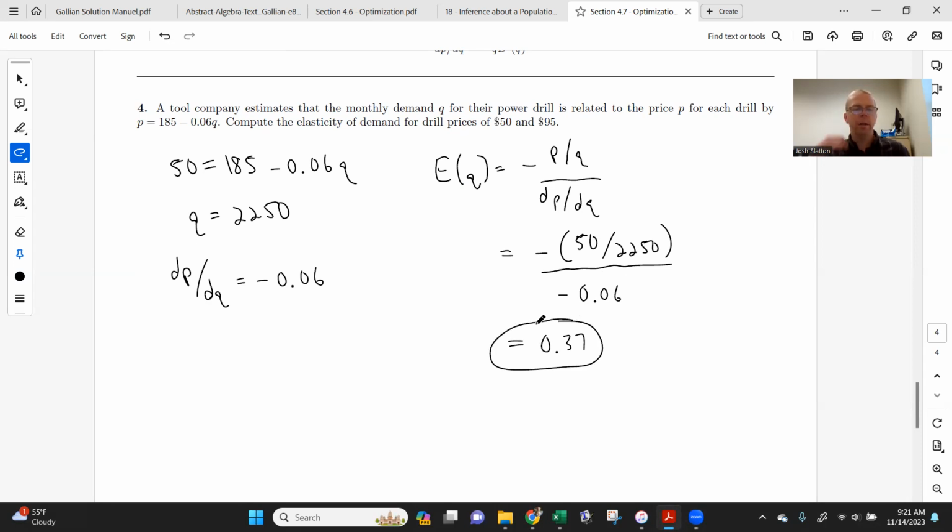So pretty straightforward. As long as you have that formula, it's fairly easy to calculate. For $95, I'll just give you the answer, and you can see if you can get it. For $95, E of Q is 1.06. So see if you can get that one.